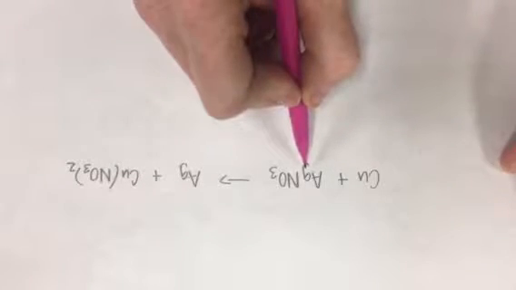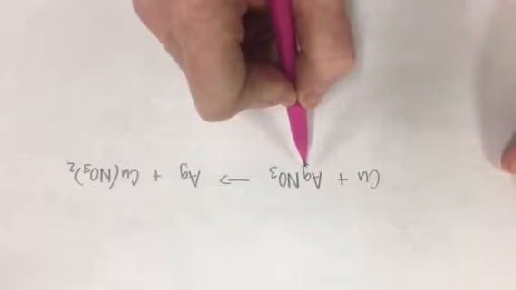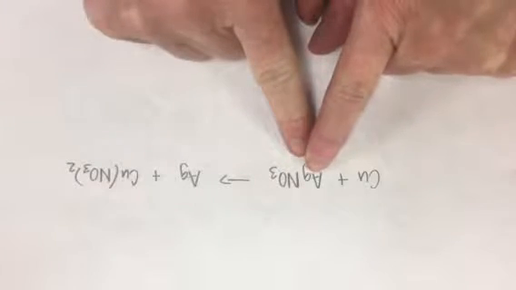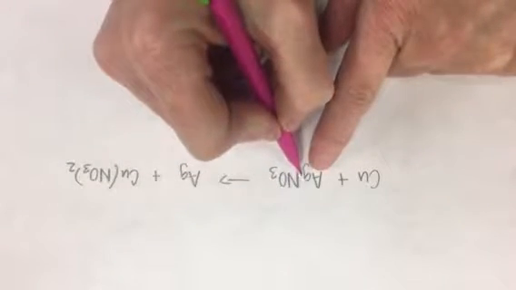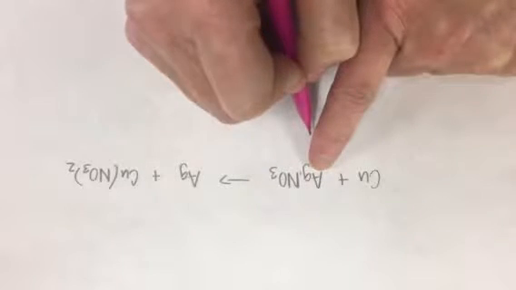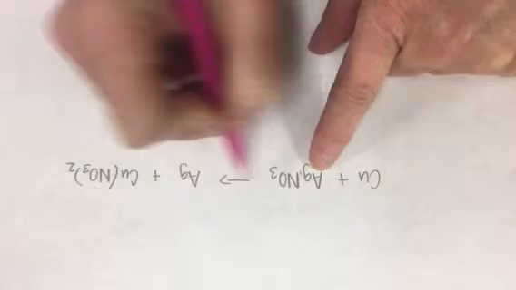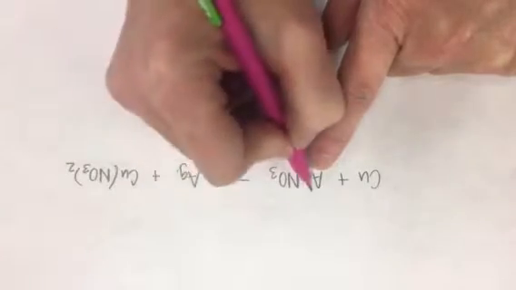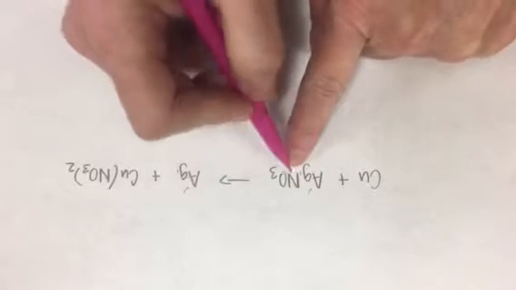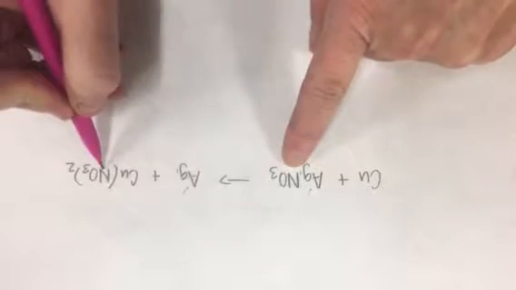So I start with the most complicated one and I start counting my atoms. And so I just compare. So Ag, I have 1 because remember, if there's no subscript given, it's automatically assumed there's like an invisible 1 there. So I have 1 Ag and 1 Ag. So that checks off. So now I'm going to go to the next one. I'm going to look at N, and I'm going to look over here at N.